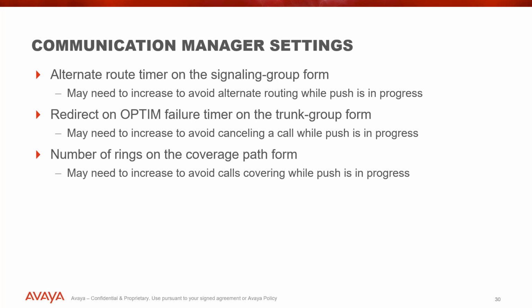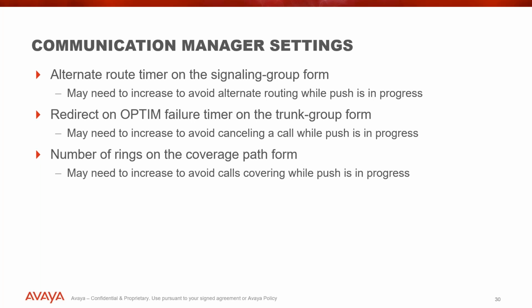So the alternate routing timer on the CM signaling group form, you may need to increase the alternate routing timer to account for how long the push takes. And again, this depends on your data network. To some extent, it depends on how quickly Apple processes the pushes. But if you're finding that the push notifications don't arrive in time before CM wants to alternate route, then you need to increase the alternate routing timer. I've found that the default values seem to work pretty well, but your situation may vary.